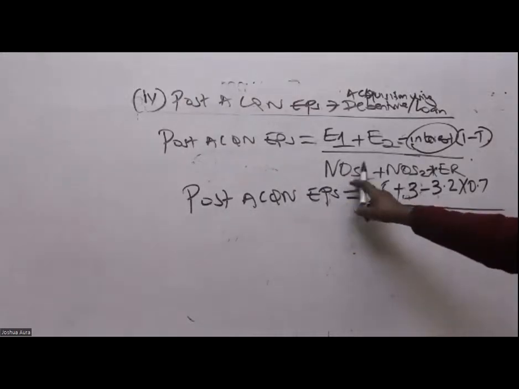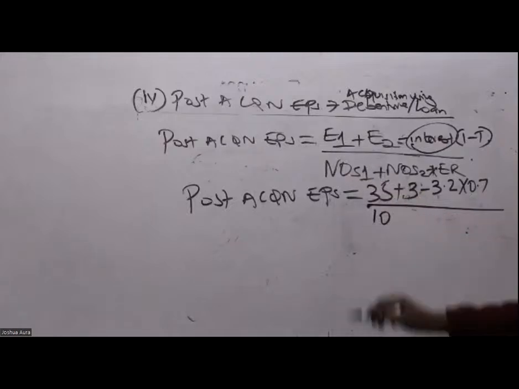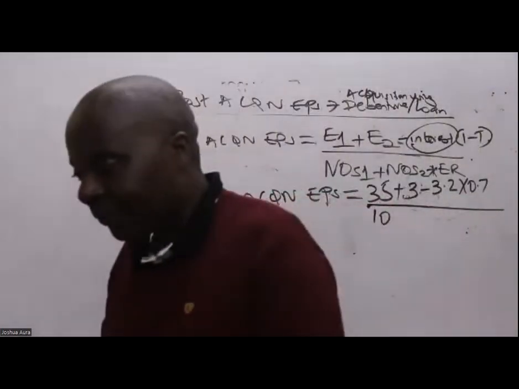Number of shares of company 1, the number of ordinary shares of company 1. These are the ones you had given me a figure of 10.